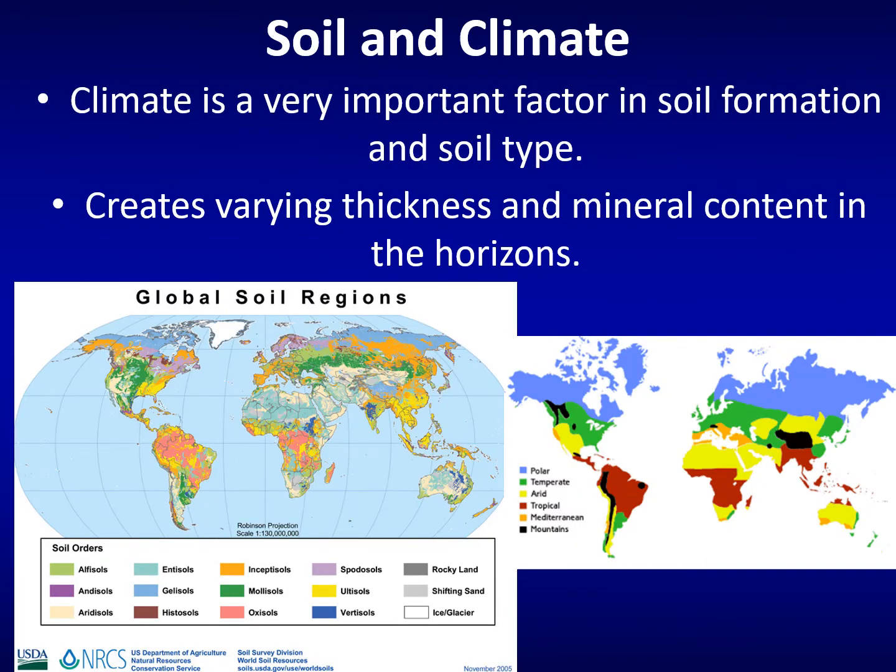Climate is a very important factor in soil formation and type. Climate creates a varying thickness and mineral content in the horizons. You can see pictured here some global soil regions. In general, the more specific one on the left, and then some of the more general areas of soil on the right. You can see that you have polar soils and temperate soils and tropical soils and arid or desert soils.